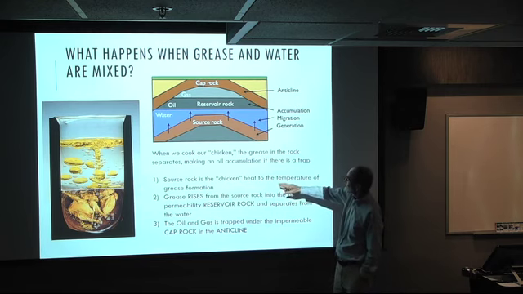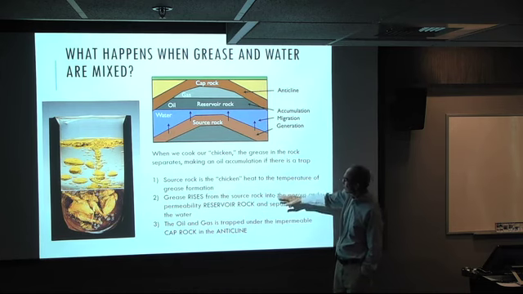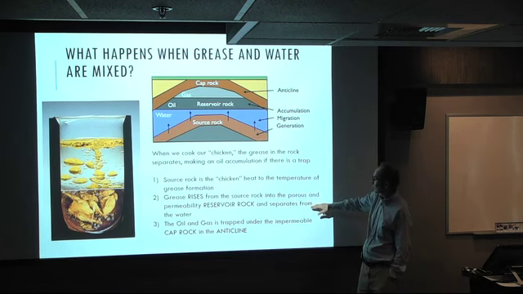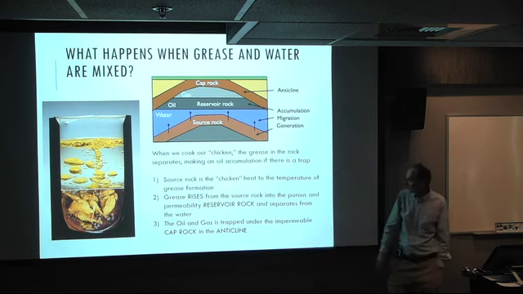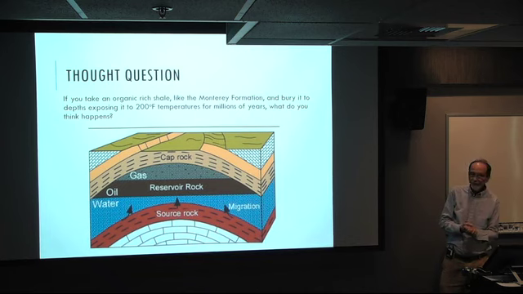The source rock is the chicken heated to the temperature of grease formation. Grease rises from the source rock into the porous and permeable reservoir rock and separates from the water. The oil and gas is trapped under the impermeable cap rock in the anticline. So that's how we make oil in the LA Basin.